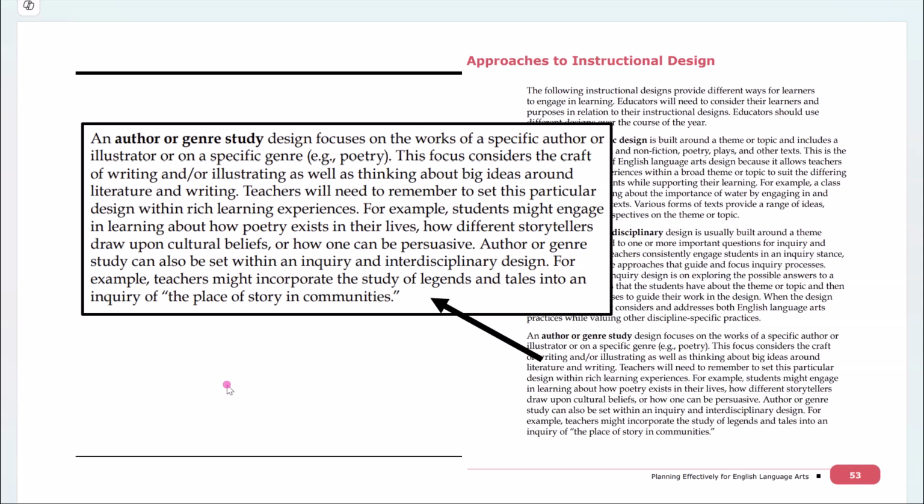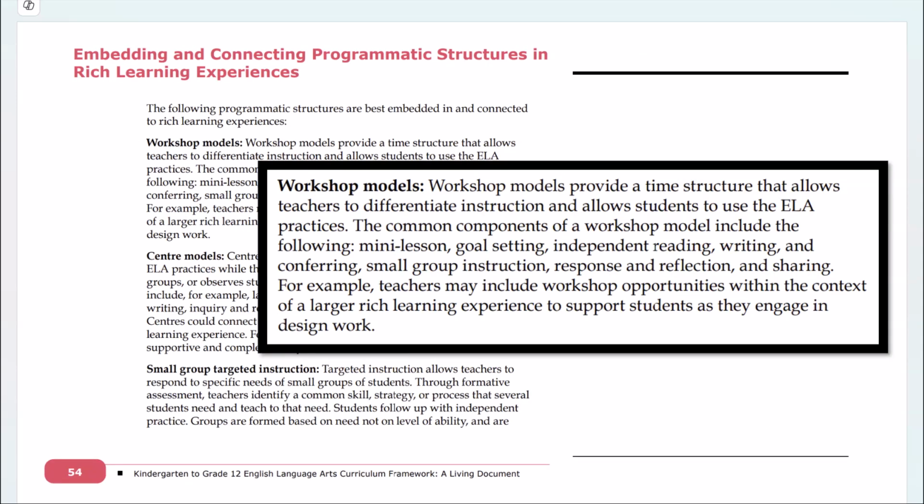There's a lot of different approaches to instructional design, and what we're doing is designing instruction. So I want to point out a few of these things that are really important. This is all from page 53 and 54, but you can do an author or genre study, which is what I will be planning as my first example. So it's going to be a genre of biography. Please go to the document to read more.